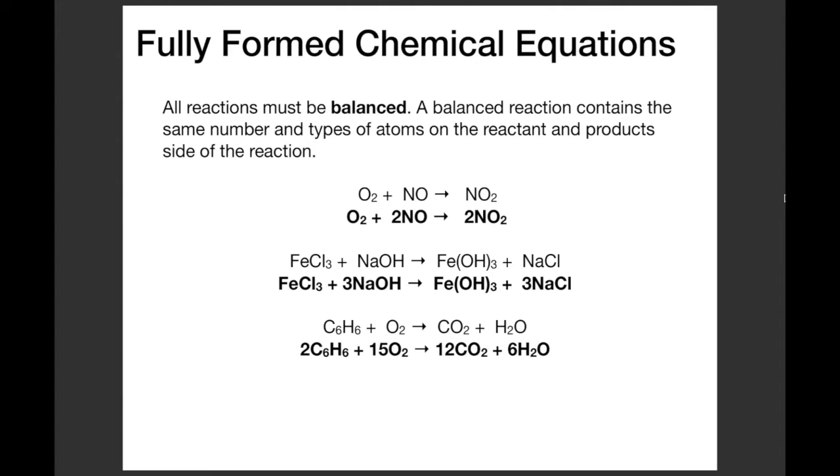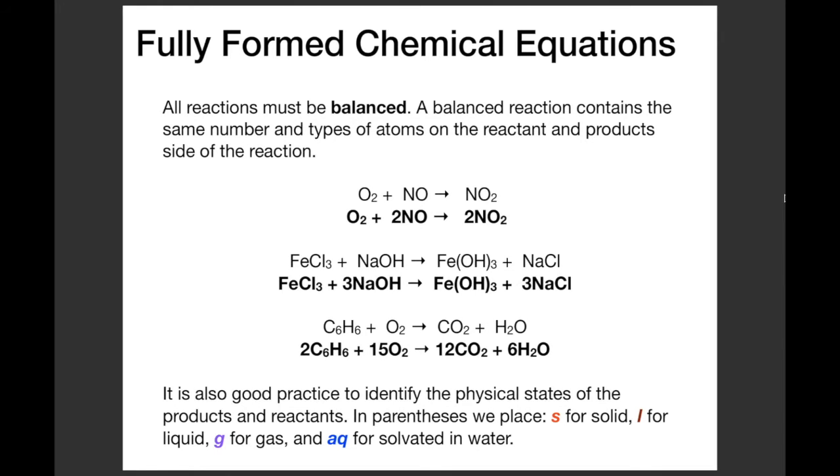In order to have a correctly formulated chemical equation, as we just said, the chemical equation must be balanced. There has to be the same number and type of atoms on the product and the reactant sides. In addition, it's also good practice to identify the physical states of products and reactants. This is because the physical state of a molecule can dictate how it reacts. Liquid dioxygen reacts differently than gaseous dioxygen.